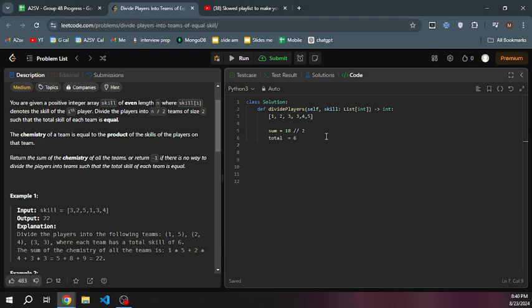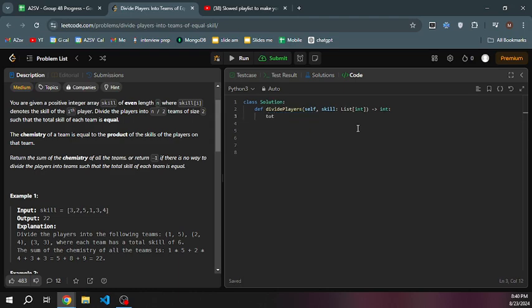Then we are going to check if 1 plus 5 is 6. If it's 6, we are going to add the sum of 1 times 5. Then we are going to continue everything like this. Let's code a little bit to understand what I'm talking about.